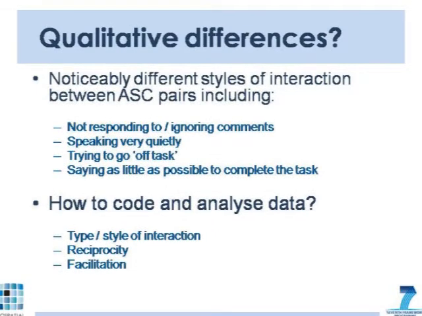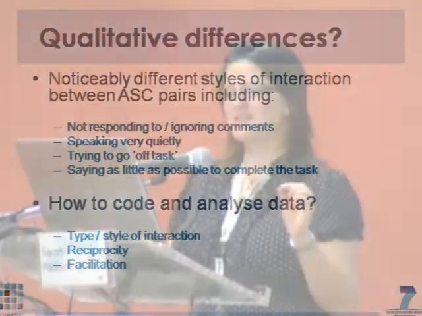We suspect what we're most likely to see are qualitative differences between the typically developing and the children on the autism spectrum. There were noticeably different styles of interaction between the pairs of children on the spectrum, including not responding to or ignoring the comments of their partner, the child they were working with, speaking very quietly, trying to go off task, so to break the rules of the task a bit, and trying to say as little as possible in order to complete the task, so keeping the communication to a minimum.